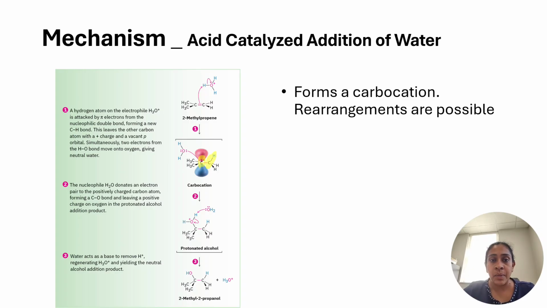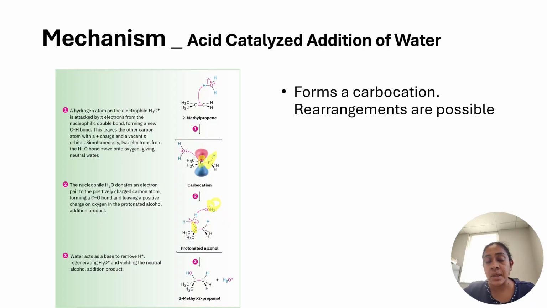In the second step, water acts as the nucleophile. A lone pair on the oxygen attacks the positively charged carbon and forms a carbon-oxygen bond. At this point, the oxygen has 3 bonds and carries a positive charge, giving a protonated alcohol. In the third step, another water molecule comes and acts as a base and removes a proton from the oxygen. This gives the neutral alcohol and regenerates hydronium. So the acid catalyst is recovered.